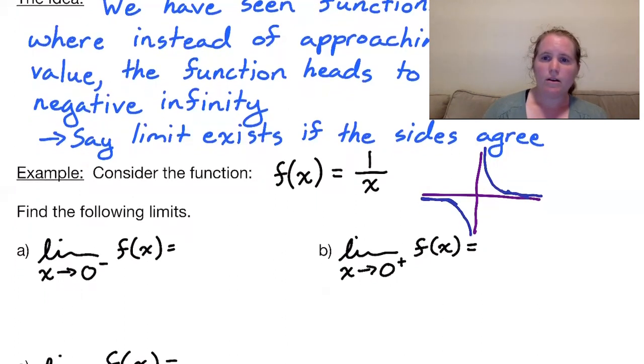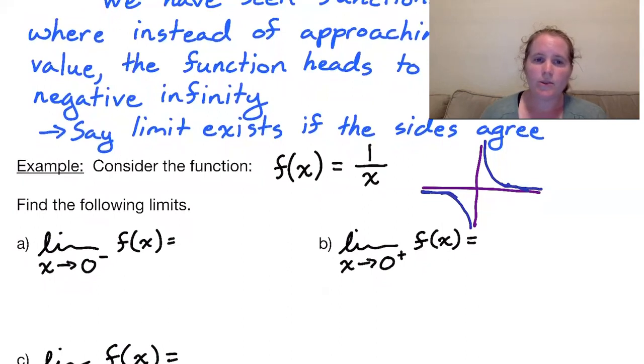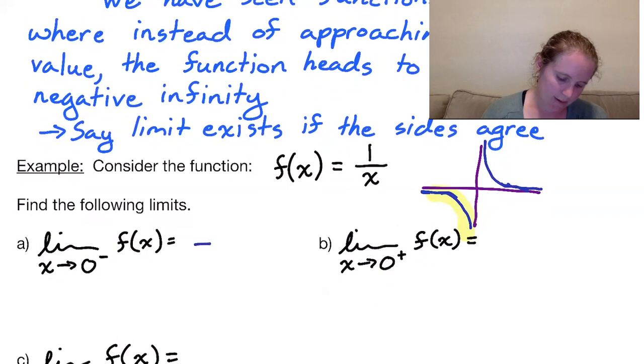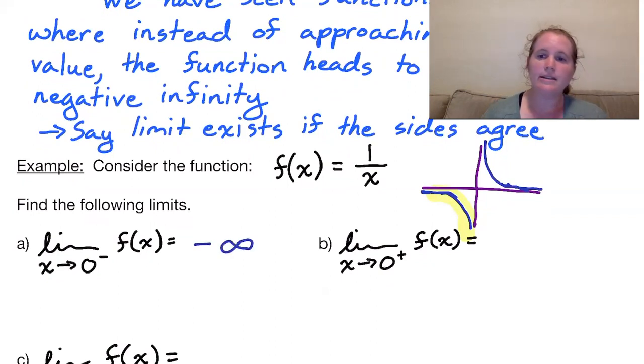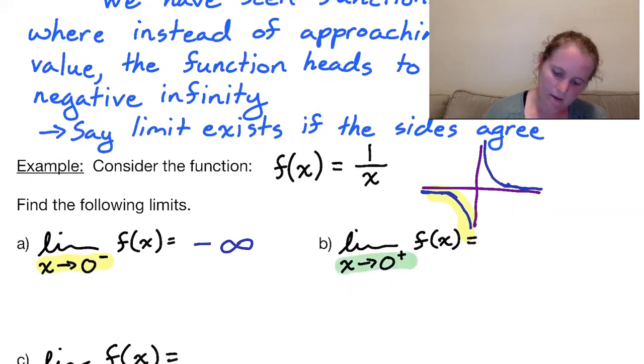So if we look at the limit as x approaches 0 from the left side, coming from the left side, if we trace our graph, it looks like we are going on forever heading towards negative infinity. So from the left side, we would say that we're heading to negative infinity. And now let's do going from the right. So coming from the right, as we work our way towards 0, it looks like we are heading towards positive infinity.